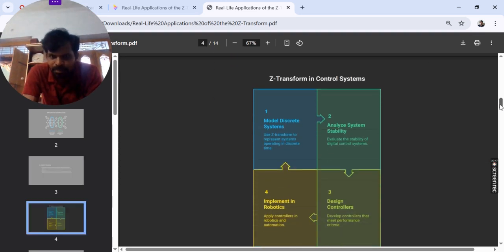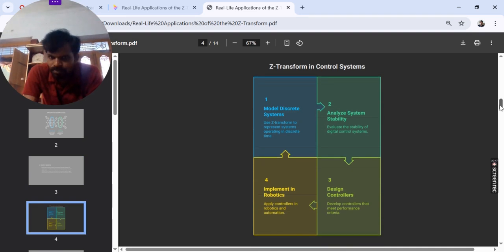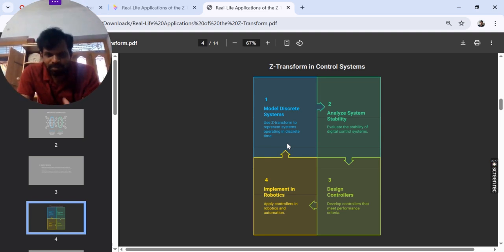Let us see the Z transform in control systems. In the first one, model a discrete time system: use the Z transform to represent a system operating in discrete time. The main advantage of the Z transform is that, in order to represent a discrete time system in the frequency domain, we apply the Z transform.